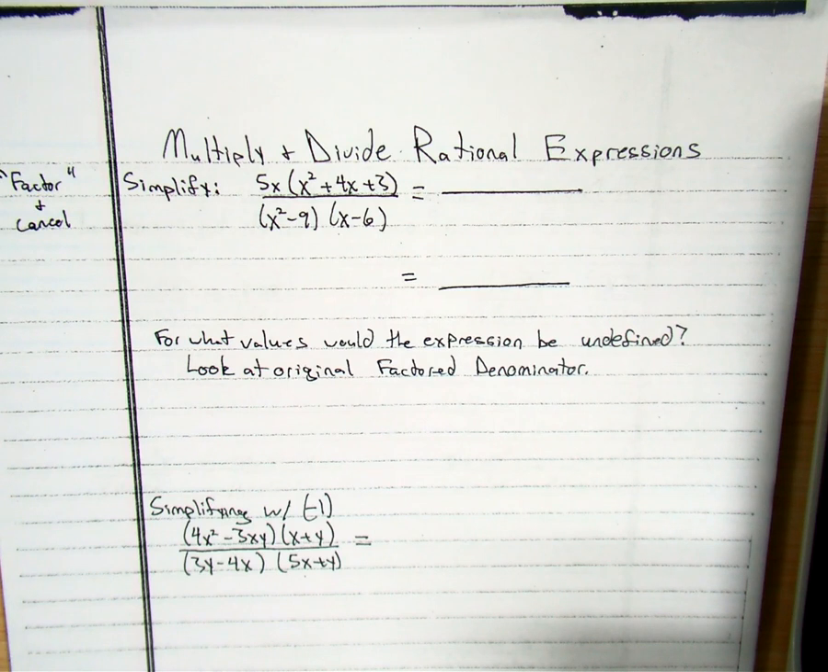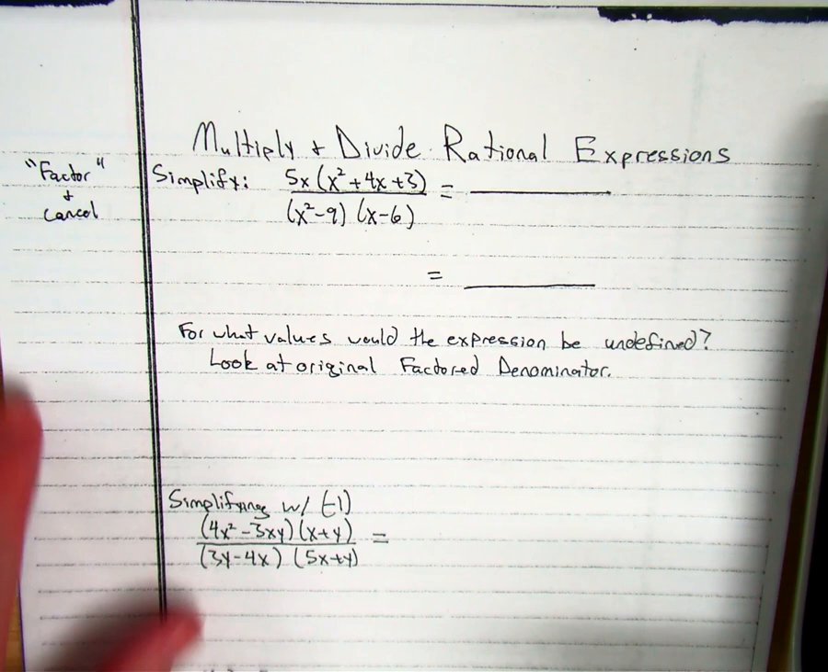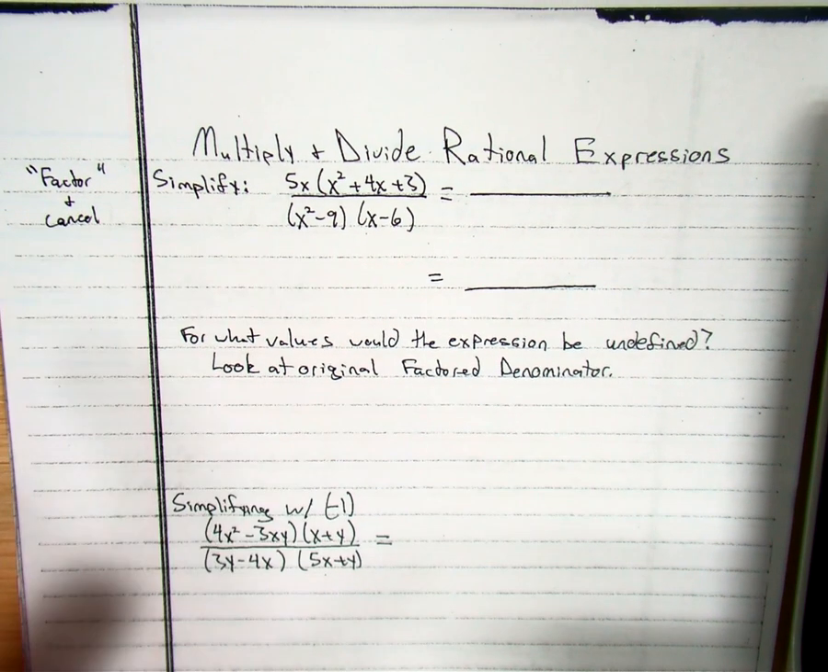Algebra 2. Here we are with our first lesson from the new unit, Unit 8. Today we're going to look at multiplying and dividing rational expressions, and we're going to be doing a lot of factor and cancel.